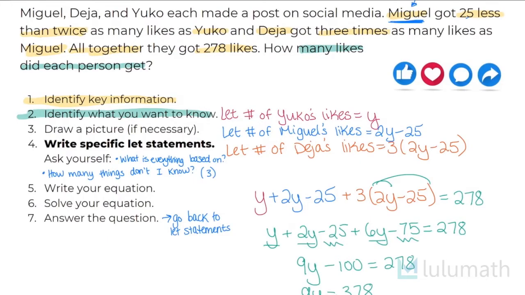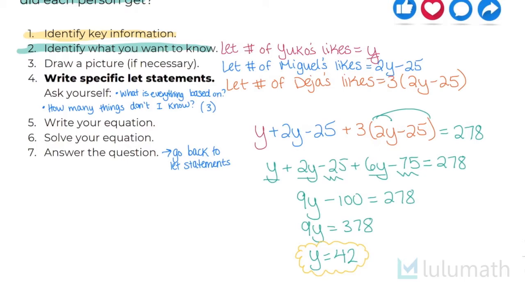So since we know that y equals 42, we can use that information to figure out how many likes each person got. Looking here, we know that Yuko's likes are represented by y, and we know that y is equal to 42. So we know that Yuko got 42 likes.